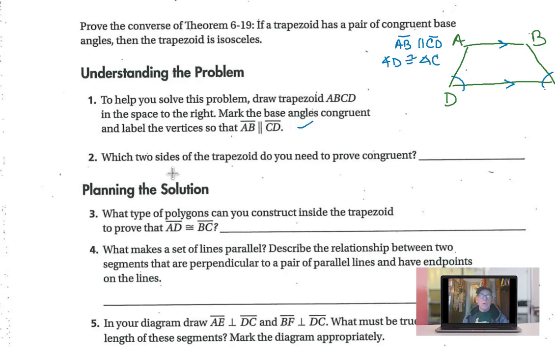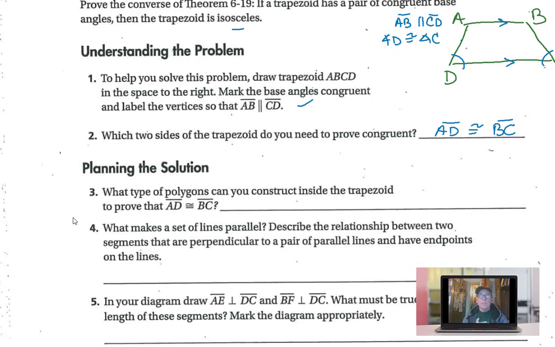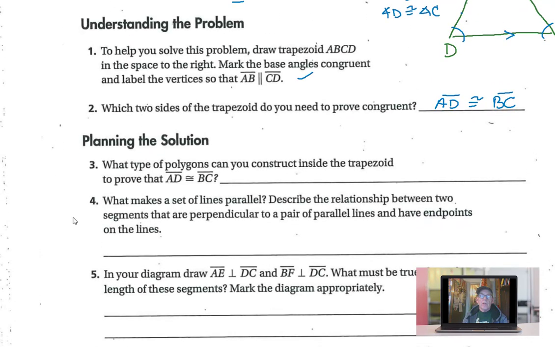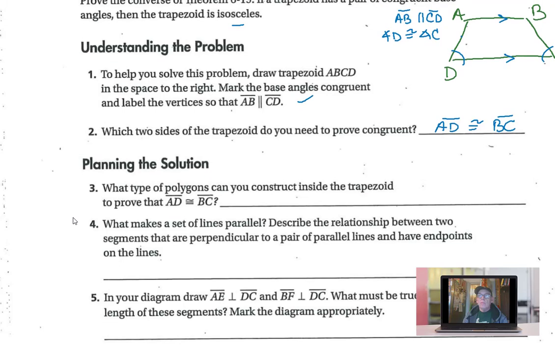Okay. Which two sides of the trapezoid do we need to prove congruent? Now we want this to be isosceles. That means we want to prove that AD is congruent to BC. That's what we need to prove. What type of polygons can you construct inside the trapezoid to prove that AD is congruent to BC?